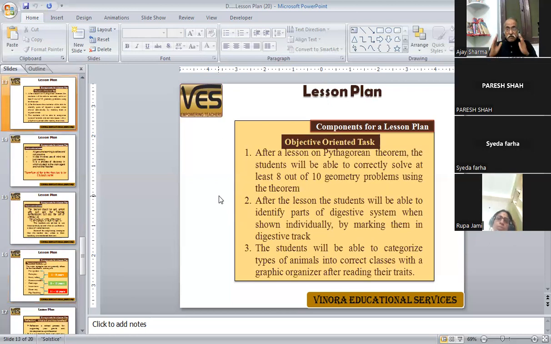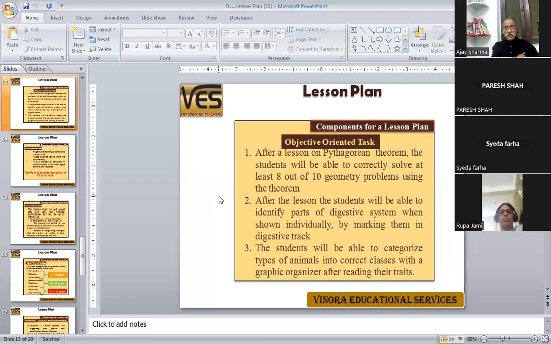Now, let us see an objective-oriented task. After a lesson on Pythagorean theorem, the student will be able to correctly solve at least 8 out of 10 geometrical problems using the theorem. You see, everything is written over here. By when? During 40 minutes or after the lesson. Using resources, Pythagorean theorem. So correctly solve 8 out of 10 geometrical problems using the theorem.